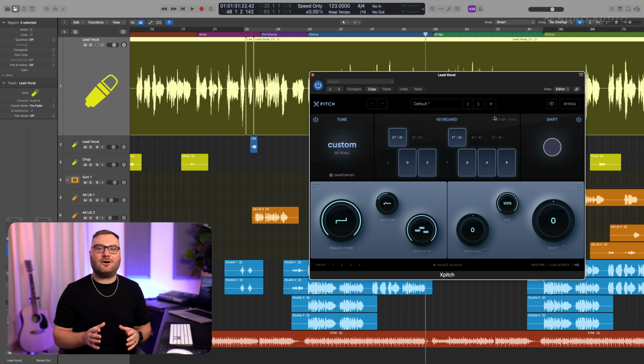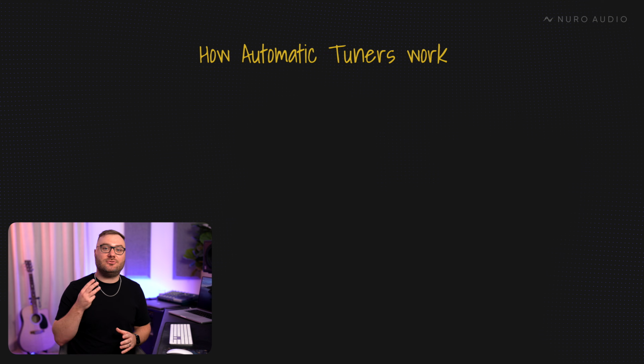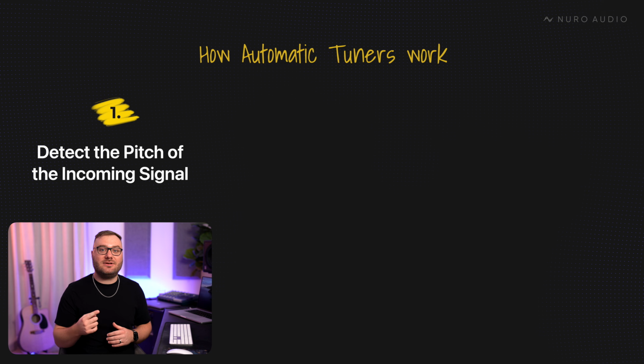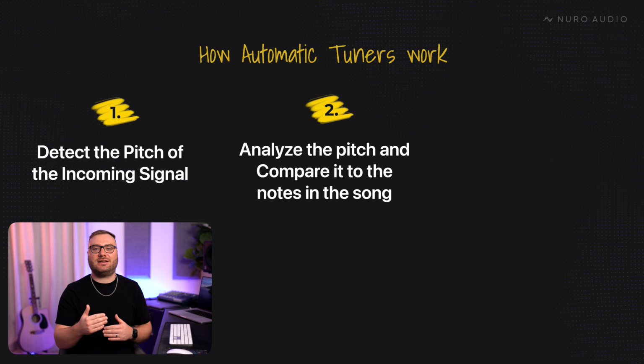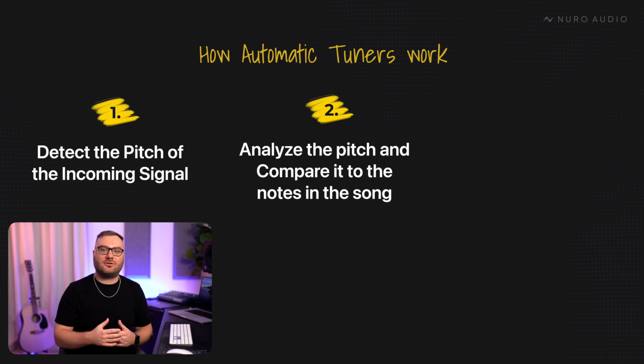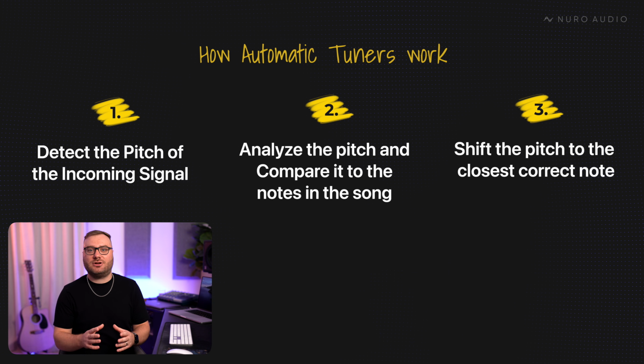First, let's talk about how automatic tuners actually work. Now don't worry, we're not going to get too technical here. I'm going to simplify it down to its core concepts because as a mixer or engineer or producer, this is what's really important to understand. Automatic tuners essentially do three things. The first thing they do is detect the pitch of the incoming signal. This is so it knows what the pitch currently is. Then they analyze that pitch and compare it to the notes that are in the key of the song. And third, they shift the pitch to whatever the closest correct note is. And they shift it by however far away that note is.